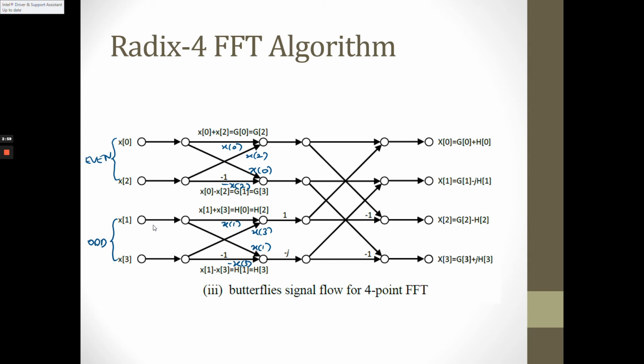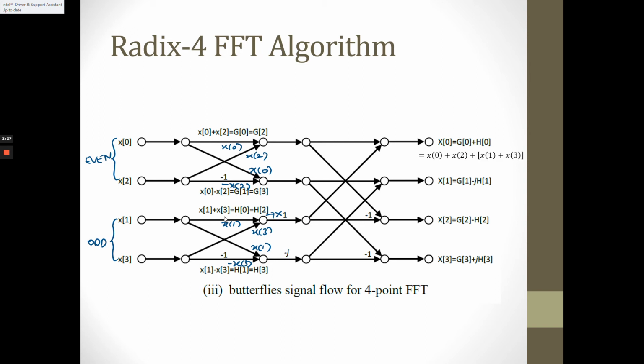For the odd function, this is x1 plus x3, and for this point, this is x1 plus negative x3, since x3 multiplied with this gain becomes negative x3, so x1 minus x3 at this point. Then x1 plus x3 will be multiplied with this gain positive 1, while x1 minus x3 will be multiplied with this one.